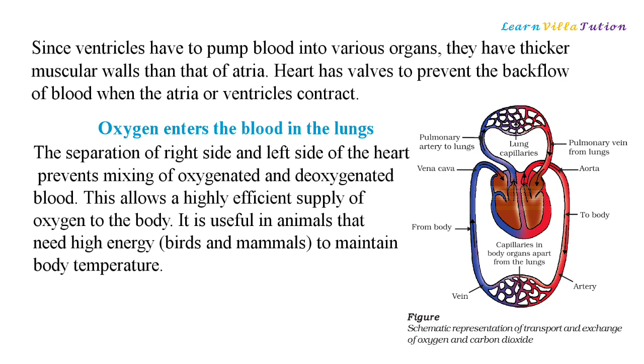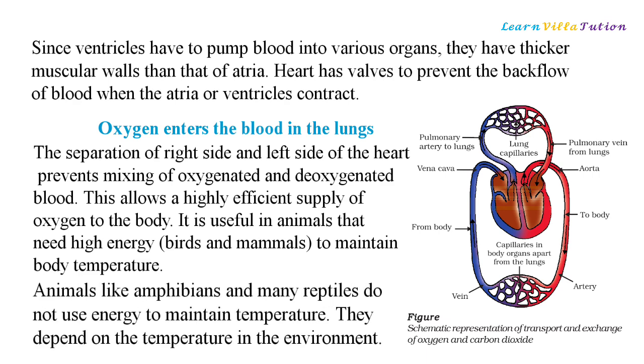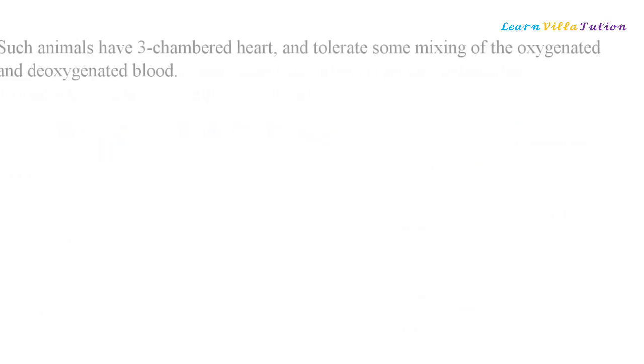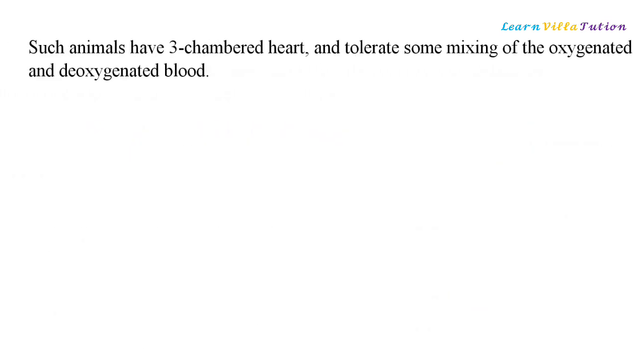It is useful in animals that need high energy, birds and mammals, to maintain body temperature. Animals like amphibians and many reptiles do not use energy to maintain temperature. They depend on the temperature in the environment. Such animals have a 3-chambered heart and tolerate some mixing of the oxygenated and deoxygenated blood.